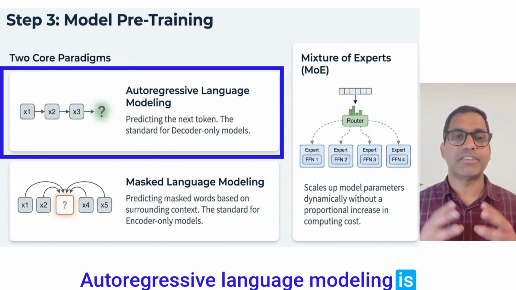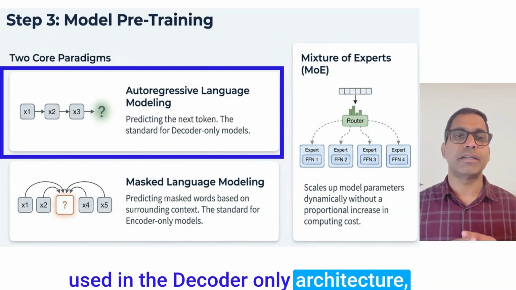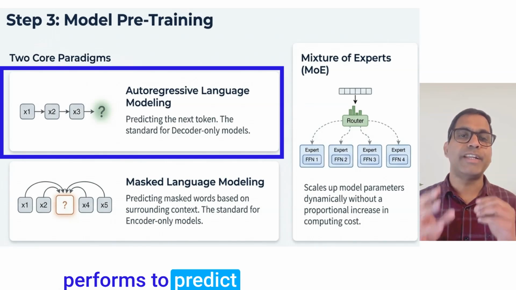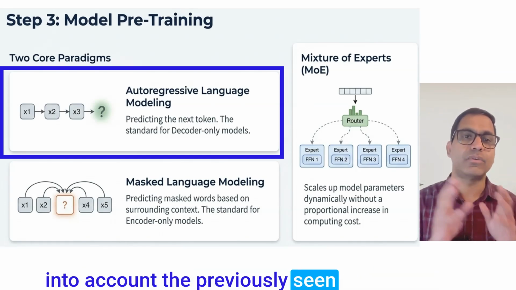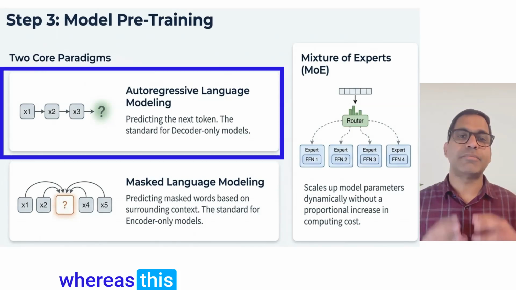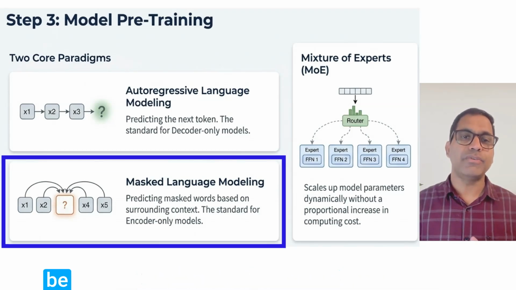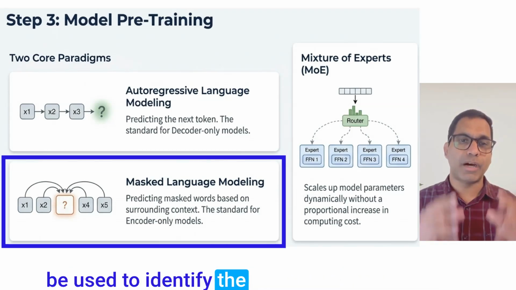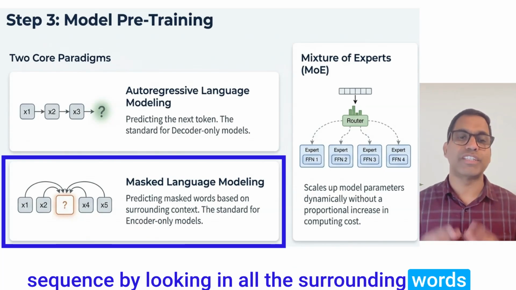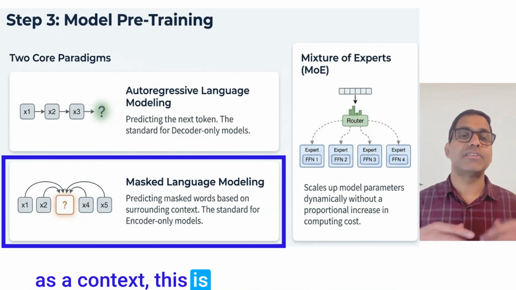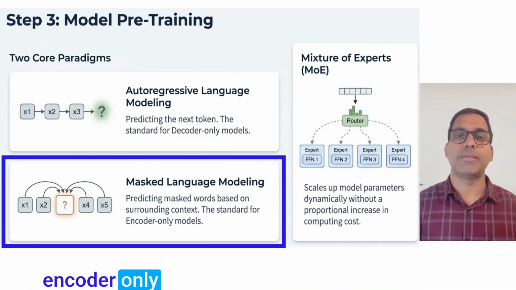Autoregressive language modeling is used in the decoder only architecture. It is trained to predict the next token, taking into account the previously seen tokens only. Whereas the masked language model is used to identify the masked word within a sequence by looking at all the surrounding words as a context. This is a standard process in the encoder only models.